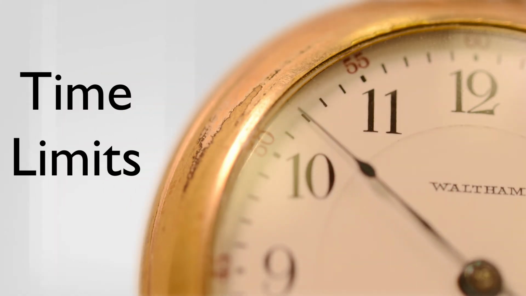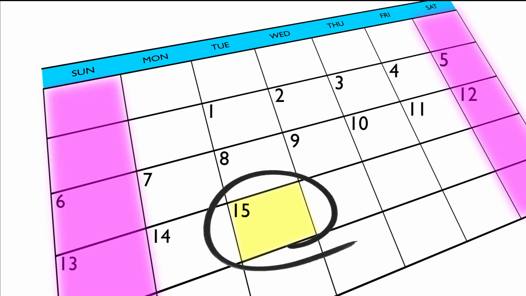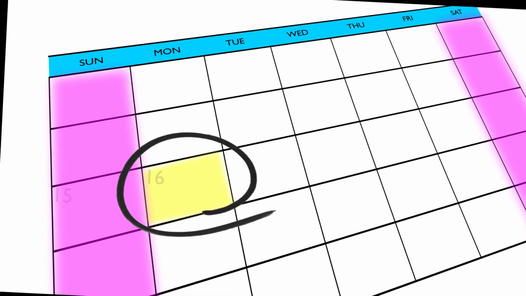Time limits. To send your Notice of Appeal in on time, you have 15 calendar days from when you received your decision from the RPD. The 15 calendar days includes weekends and holidays. But if the 15-day time limit ends on a weekend or holiday, you can file your Notice of Appeal on the next working day. This time limit is very important. If you miss the deadline, you could lose your appeal.